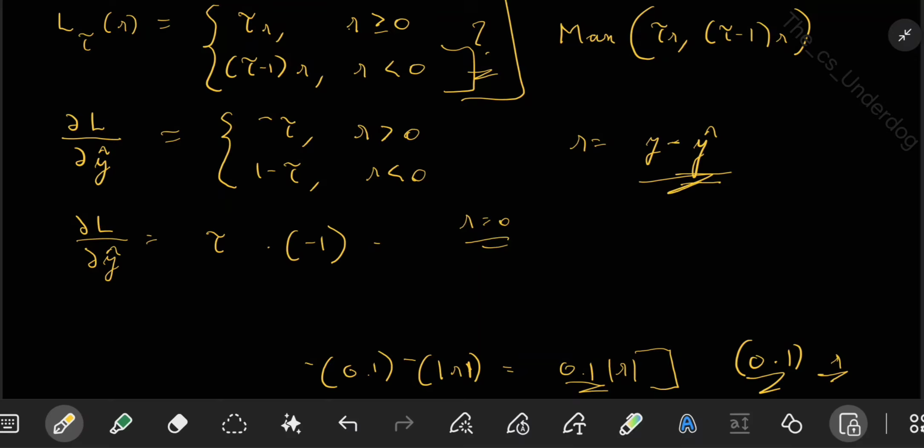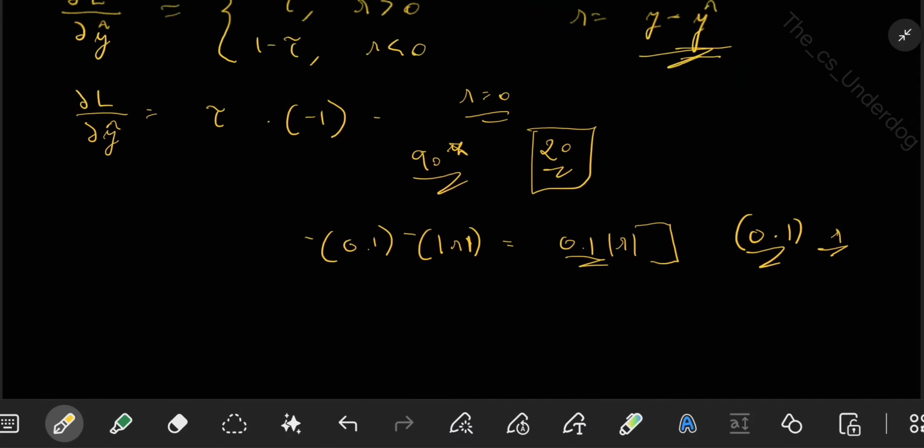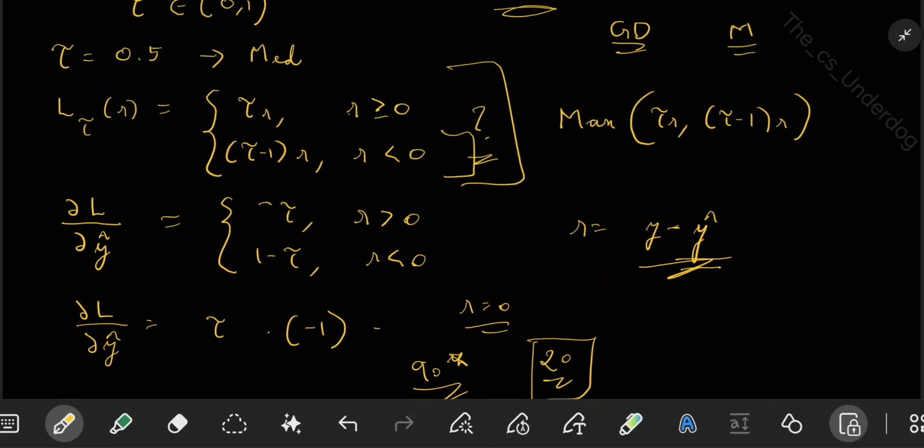One more point: this asymmetry that you can see in the gradient is what actually drives the predictor to align with the chosen quantile. Whatever your quantile is, let us say you want the 90th quantile or 20th quantile or whatever, the asymmetry that is there in the gradient is what is actually driving it towards this particular quantile. I already showed it to you here, how it is driving towards that quantile point.